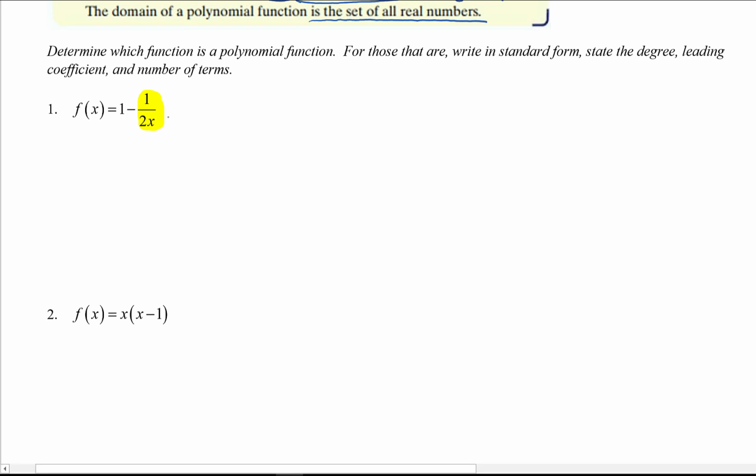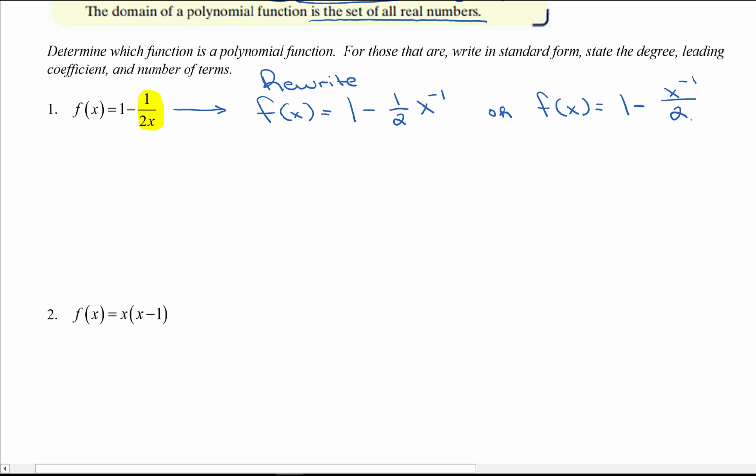If I were to rewrite this, another way to rewrite this would be to rewrite it as 1 minus 1/2 x raised to the negative 1 power. Or 1 minus x to the negative 1 power over 2. So now what do you think? Do you think that looks like a polynomial function?